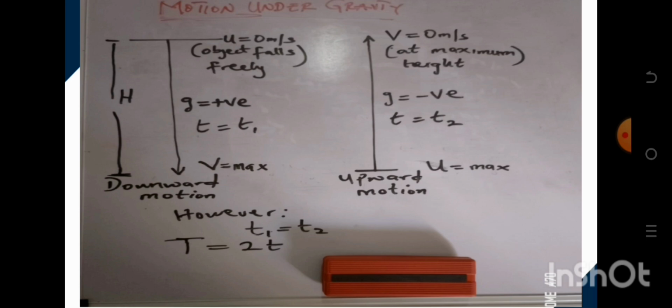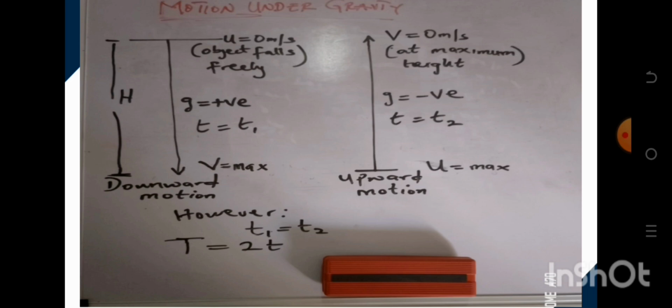And therefore, if I ask you that when I throw an object up, what is the total time of flight? That is the total time spent by that ball in air, which is equal to the time it takes to go up and the time it takes to come down. So that is why the total time, capital T, equals 2t.